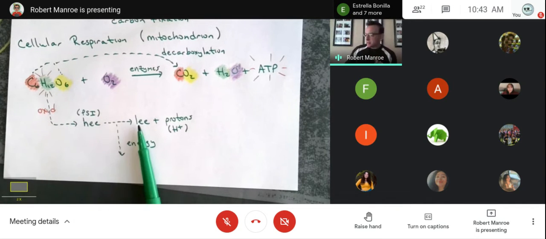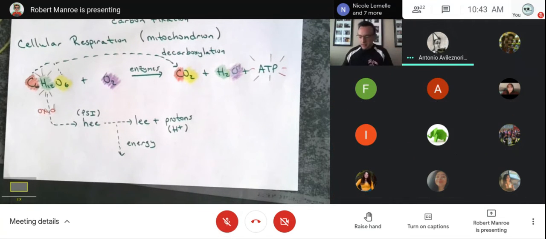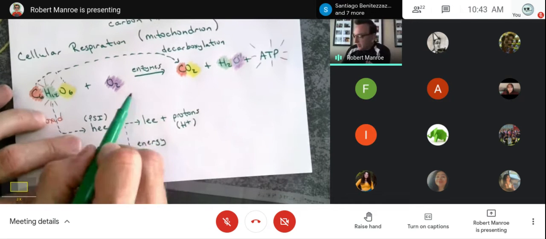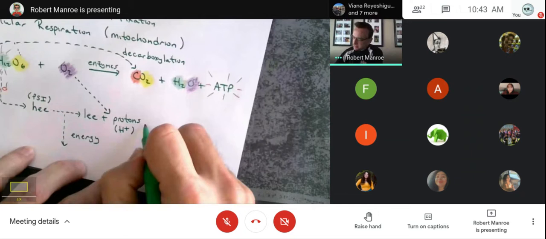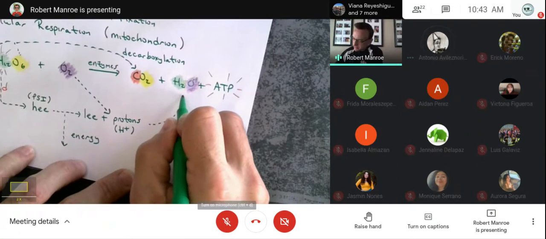So when you bond an electron to a proton, what do you make? Hydrogen. Yep, you make hydrogen, okay? Then hydrogen bonded to oxygen makes water.